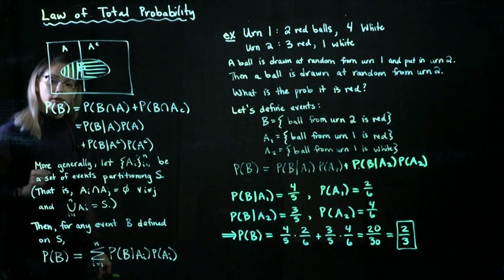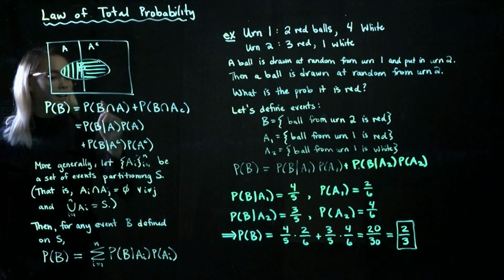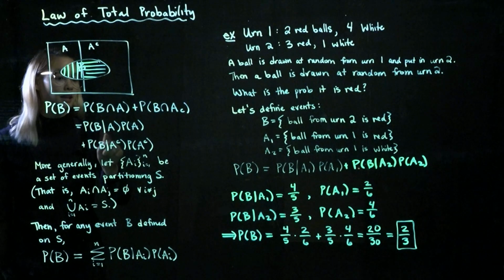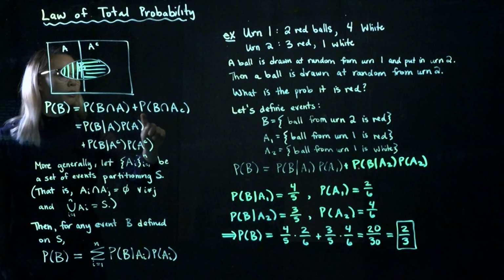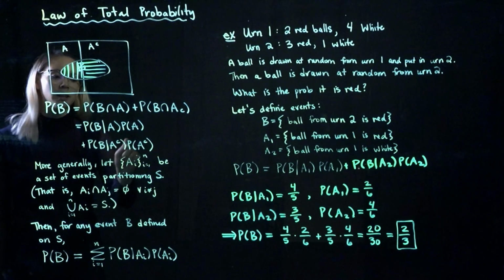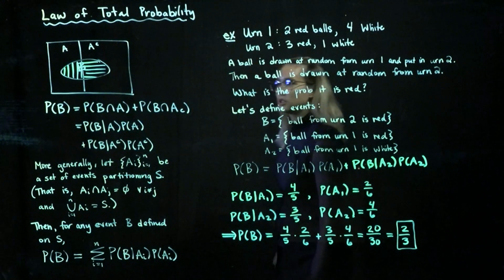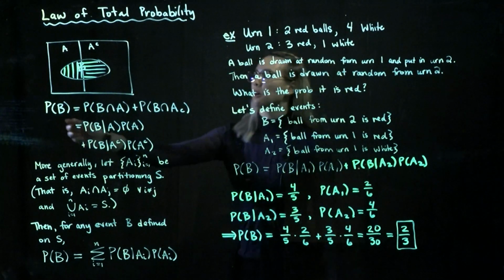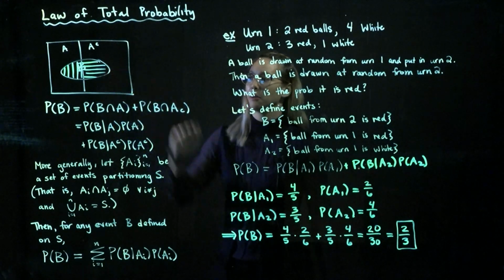So based on our definition of conditional probability, we know that the probability of B intersect A is equal to the probability of B given A times the probability of A. And similarly, we can rewrite this as the probability of B given A complement times the probability of A complement. So here we calculated the probability of B by splitting B into the part that intersects with A and the part that intersects with A complement.